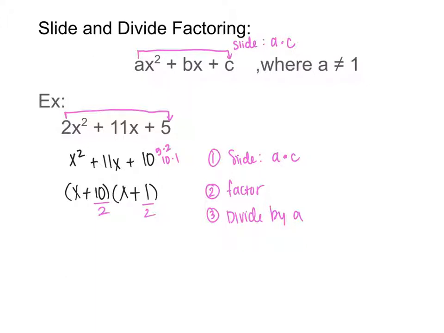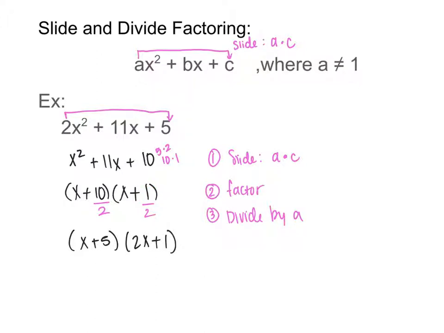Now, notice how the first factor divides nicely. 10 divided by 2 gives you 5, but the other one doesn't quite. And so what you would have to do is whatever the denominator is, you're going to multiply the denominator by everything. This is a 2, so 2 times x gives you 2x plus 2 times 1/2. 1/2 as a decimal is about 0.5. If you multiply that by 2, you get 1.